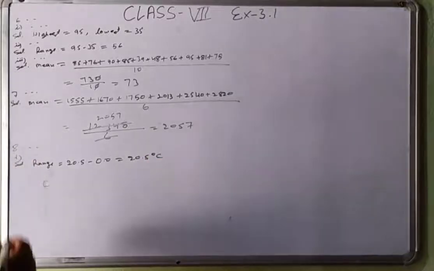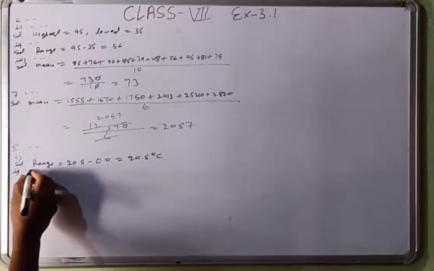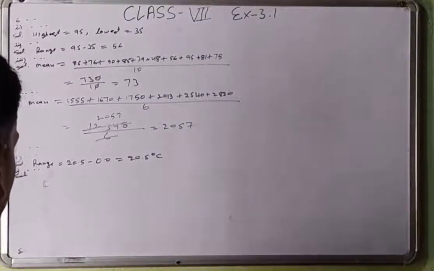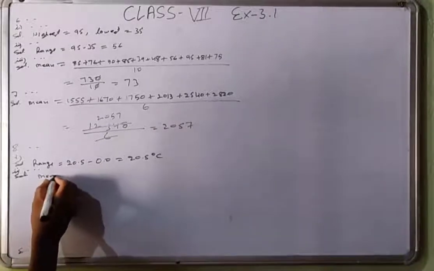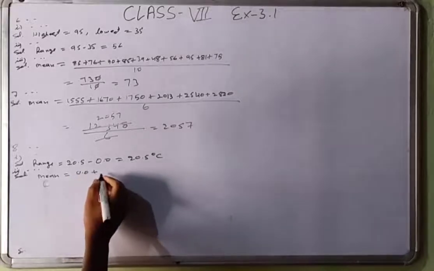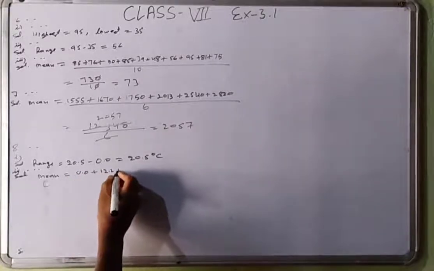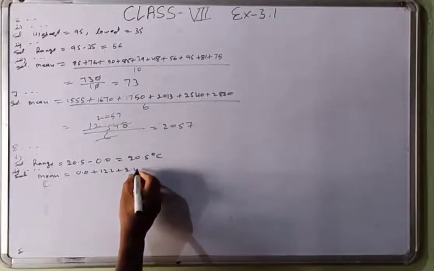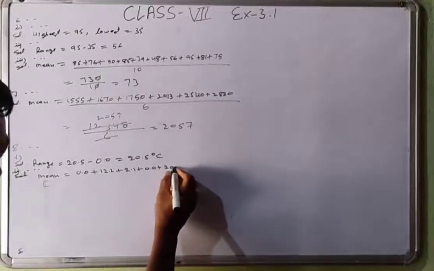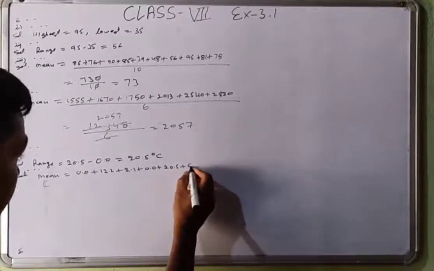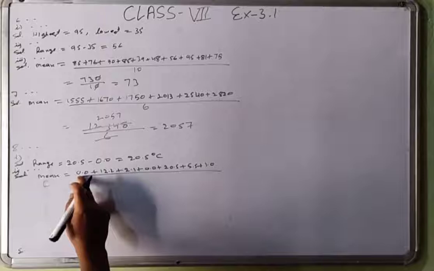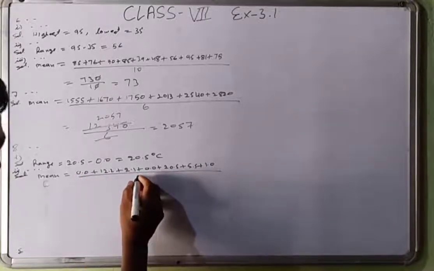Second part: find the mean rainfall for the week. Mean is equal to the sum of the data, 0.0 plus 12.2 plus 2.1 plus 0.0 plus 20.5 plus 5.5 plus 1.0, and then how many times? 1 2 3 4 5 6 7. 7 days are given.